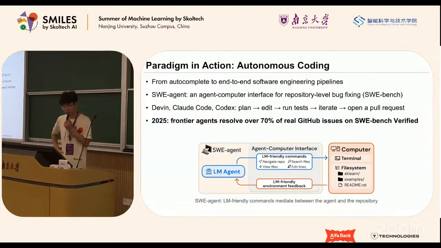By 2025, the best frontier agents have shown the ability to resolve over 70% of real-world GitHub issues on SWE-bench Verified, demonstrating the strong promise of existing coding agents.